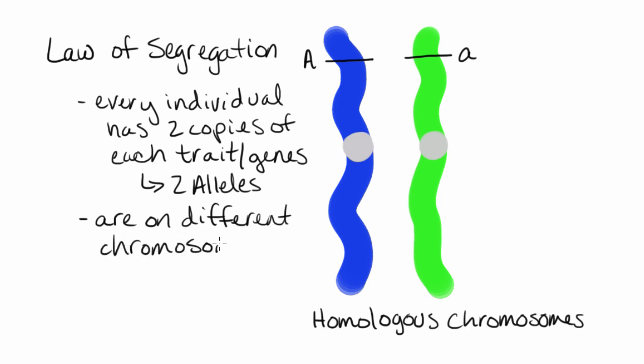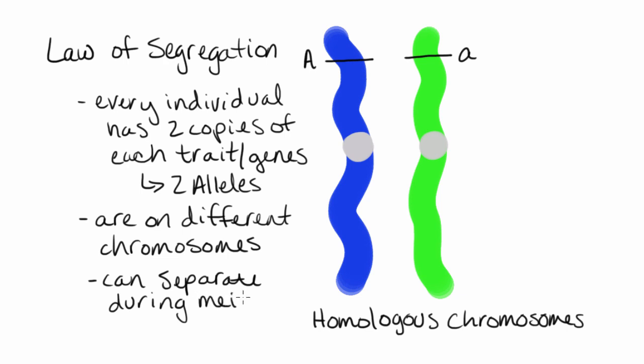So they're separate, and if they're separate, they can separate during the whole sexual reproduction process. Specifically, they do separate during meiosis. And if we look at where they separate during meiosis, this is specifically going to be during anaphase 1. So let's briefly draw anaphase 1 so we can remember what it looks like.